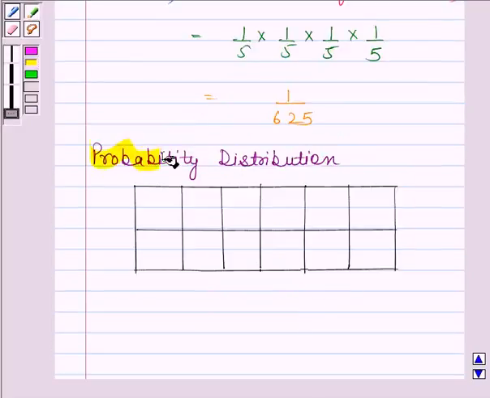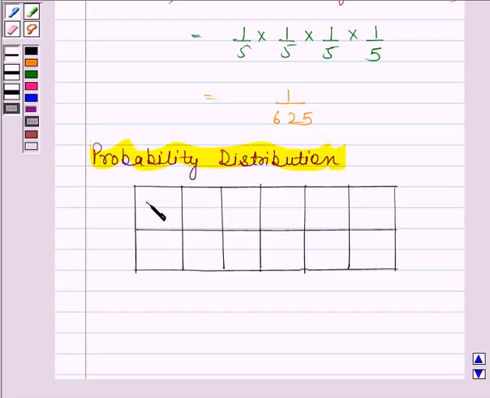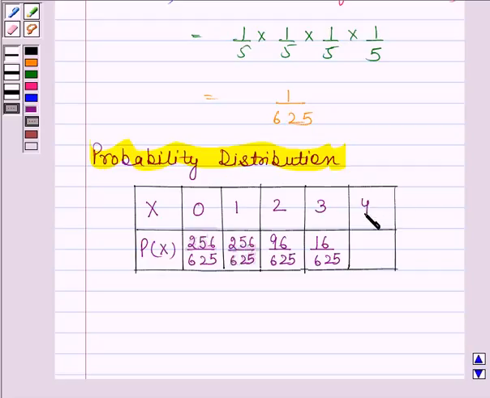Probability distribution is the tabular representation of the values of a random variable X and its corresponding probability. When X is equal to 0, then its probability is 256 upon 625. When X is equal to 1, then its probability is 256 upon 625. When X is equal to 2, then its probability is 96 upon 625. When X is equal to 3, then its probability is 16 upon 625. And when X is equal to 4, then its probability is 1 upon 625. This is our required answer.